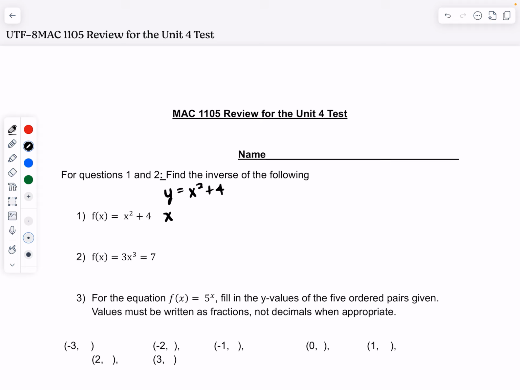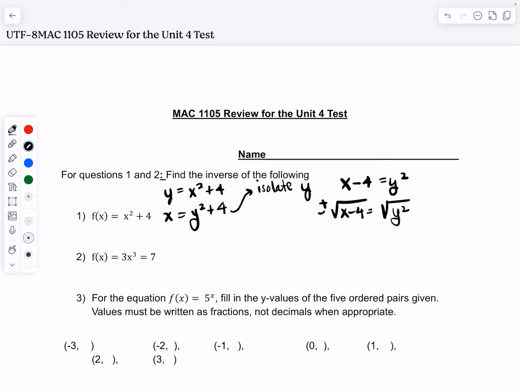So if I do that, I let x equal y and y equal x. Now I'm going to isolate y. So to do that, I'm going to bring the 4 over to the other side to get x minus 4 equals y squared. And then finally, to get y by itself, I have to square root both sides. So remember that you're going to get a plus or minus here. So the inverse function of x, which is y, remember that, equals plus or minus the square root of x minus 4.